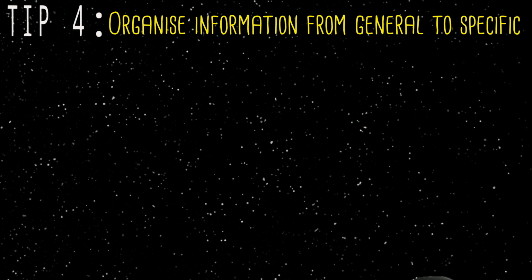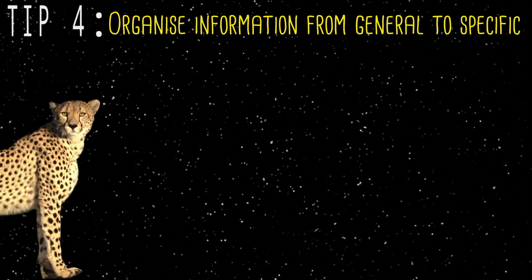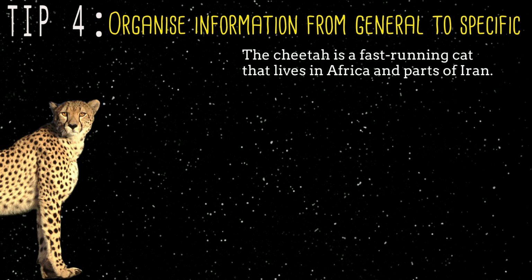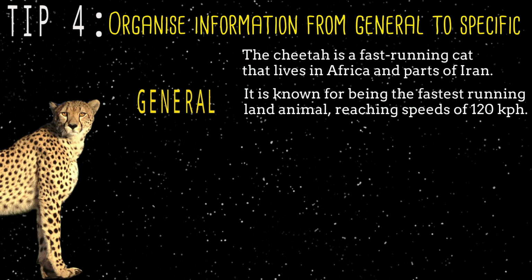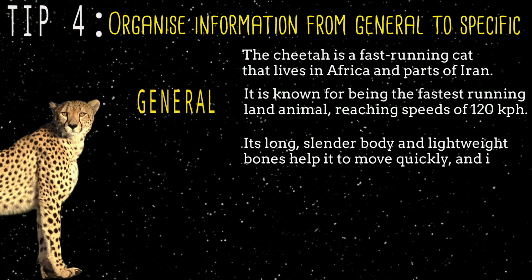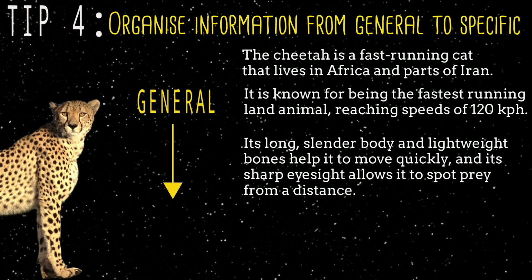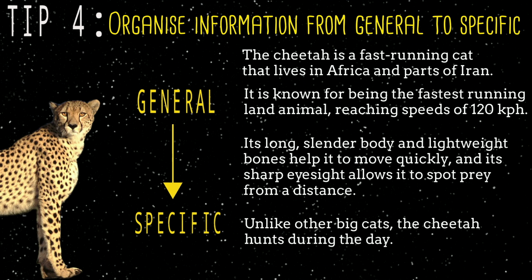Let's pretend we're writing an information paragraph about a cheetah. We'll begin with our topic sentence. Next, we'll add a general sentence about its running speed. Now, we've written a sentence about how it manages to run that fast. We're getting more specific. Finally, we've added a very specific fact about the cheetah's hunting habit. We've gone from general to specific.